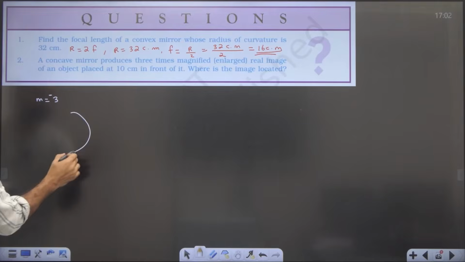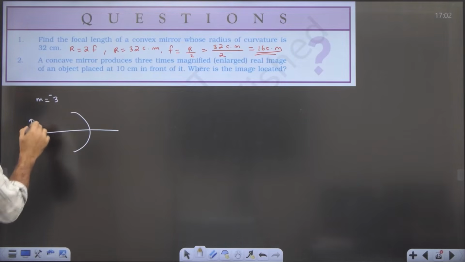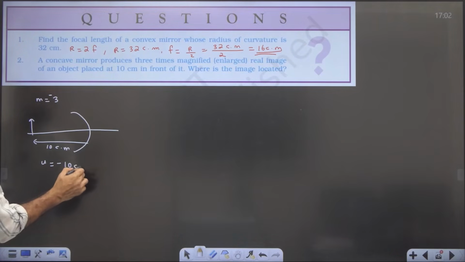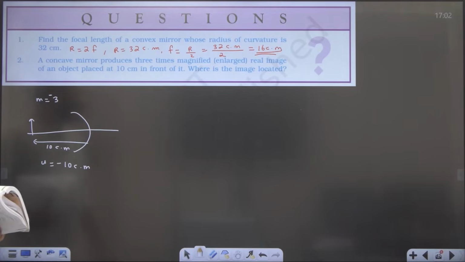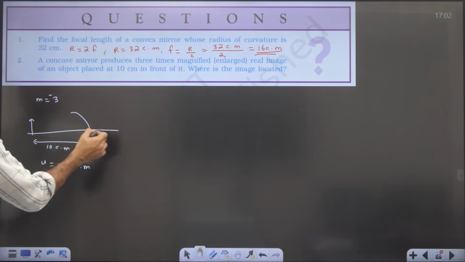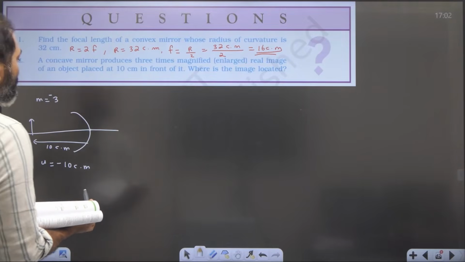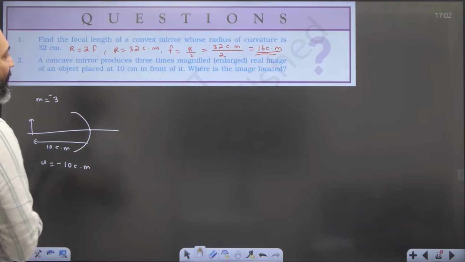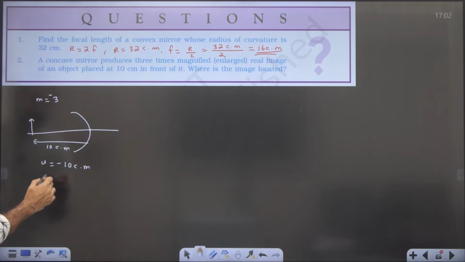This is a concave mirror and we are placing an object at 10 centimeter in front of it. So what should be the object distance? It should be -10 centimeter. Why -10 centimeter? Because the distance is measured from the pole, and all the left side measurements should be negative. Now, what we have to find out is the image distance, where the image is located.